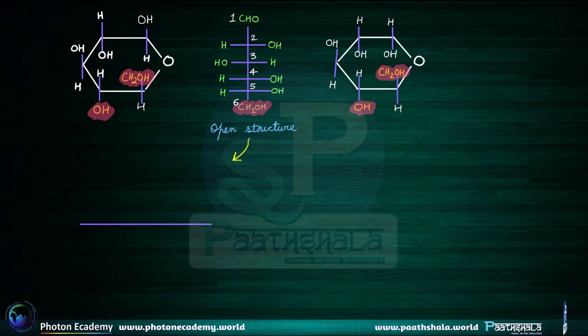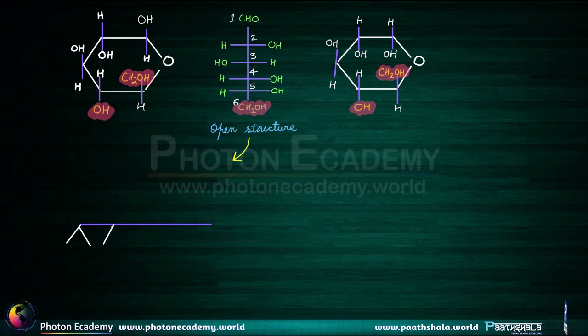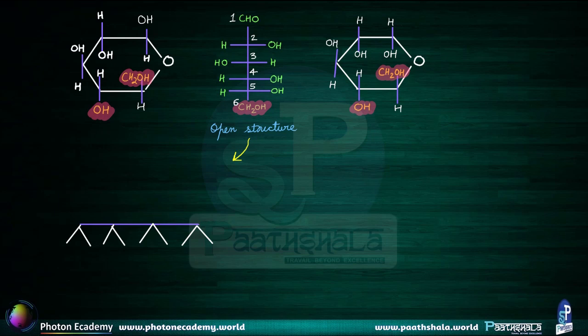So what do I do? I first place all of them. Since my CHO group lies at the top, I just place all of them. I'm going to place my H and my OH at the bottom. So what happens is that when I start placing them, I'll find out why it was a necessity to place that OH and that CH2OH group in trans position to each other.